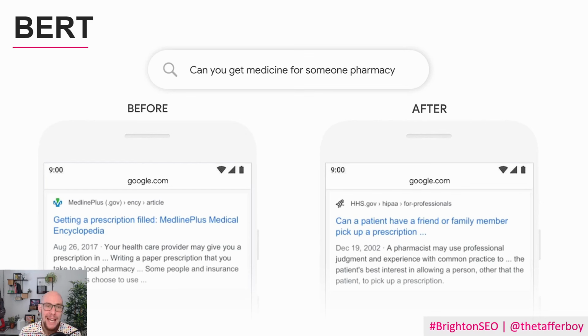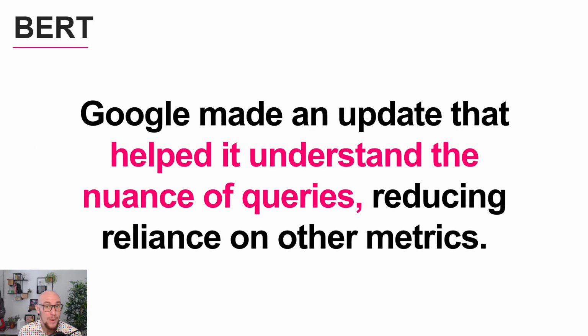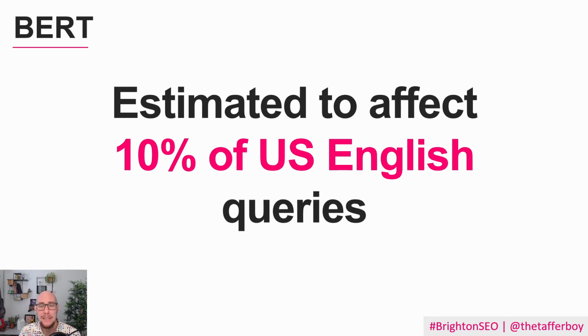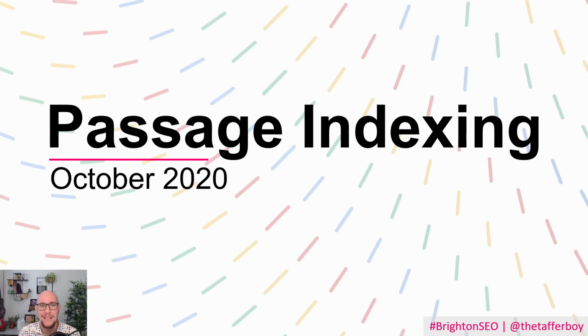But since BERT, they've been able to understand the nuance of these queries, and critically, it's not changing how they're ranking websites, it's changing the content they're looking for, which I think is a big difference. So again, Google's made an update that's essentially reduced its reliance on other metrics and opened up the playing field to other sites, especially smaller sites. Case in point, my tiny little blog for that query outranks the official game website and it outranks Reddit. I'm pretty sure Reddit's got more links than my blog, but it's a really good demonstration again of how Google's nailed the intent and picked some content from a smaller site where it's a better fit. And BERT is estimated to affect 10% of US English queries, which is billions and billions of searches.